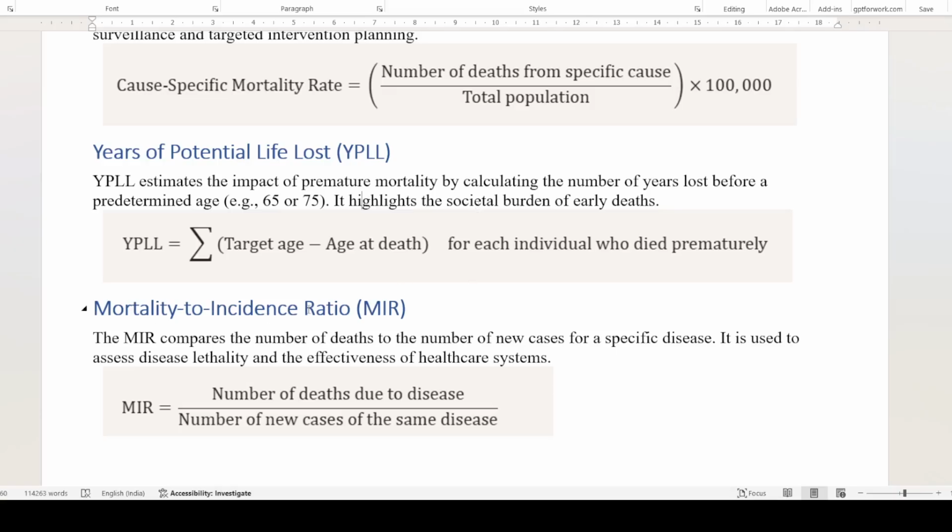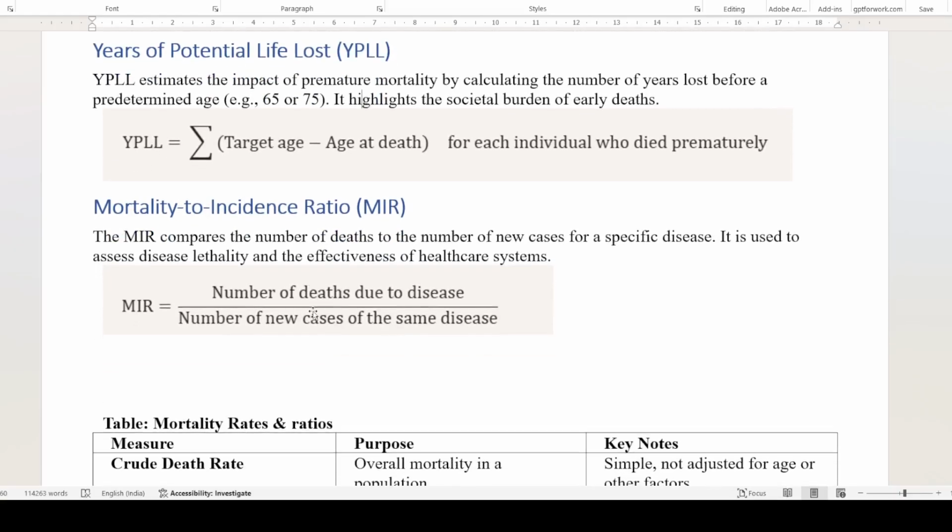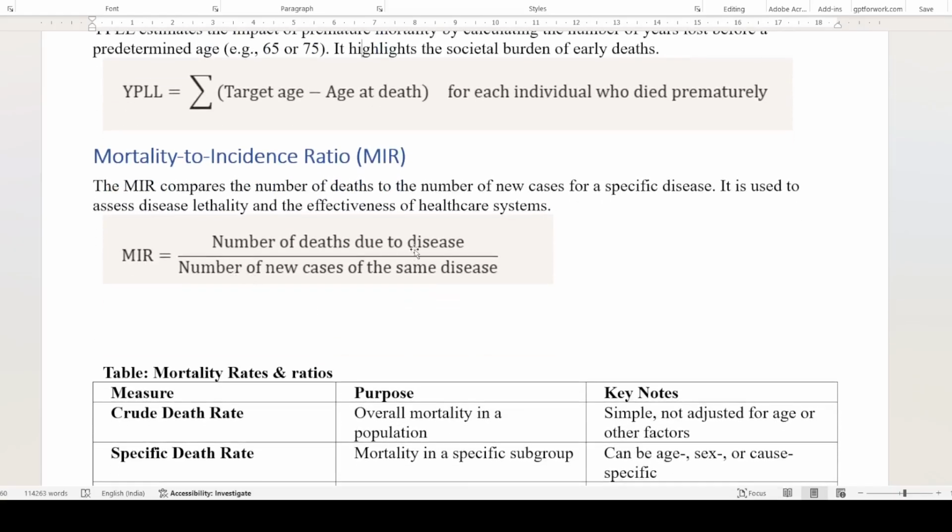Then mortality to incidence ratio. This is number of deaths due to a certain disease and number of new cases of that certain disease in a specific period of time.